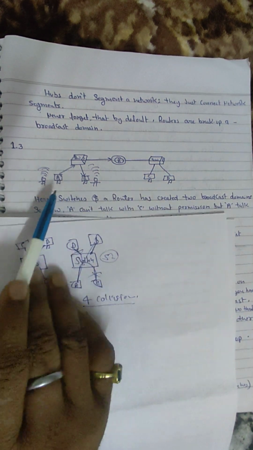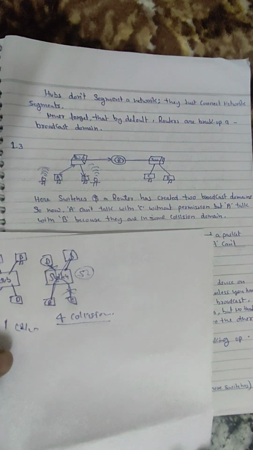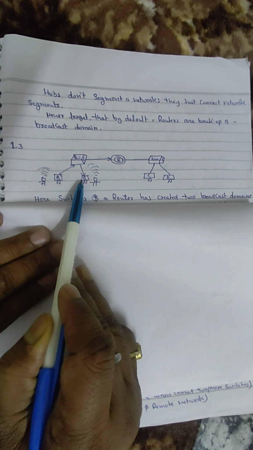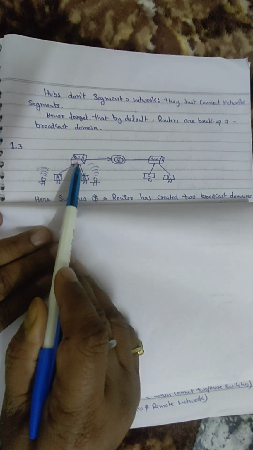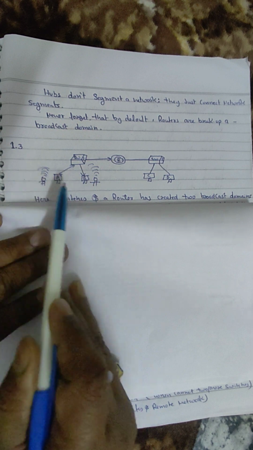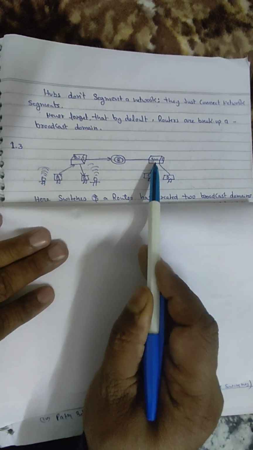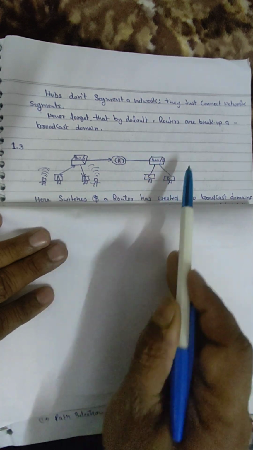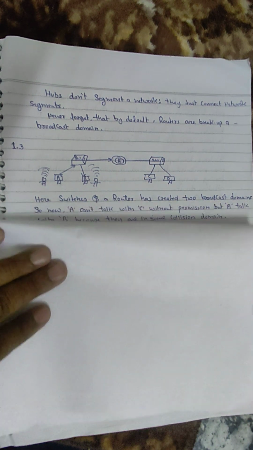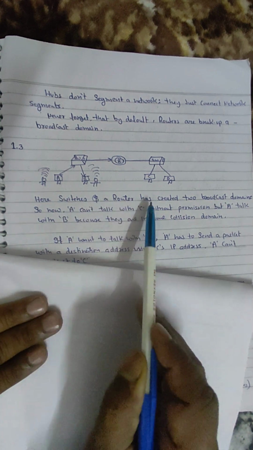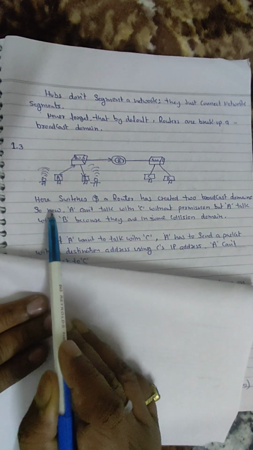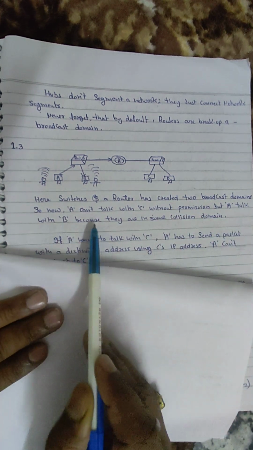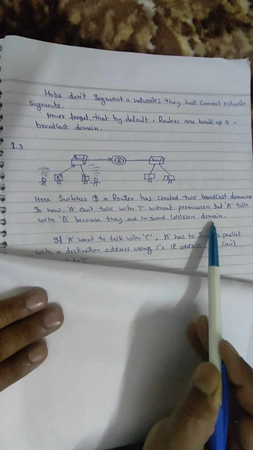So you see A and B here. If you see A and B on one switch, this is one broadcast domain, and switch 2 has C and D, and here is the other one. So here the switch and router have created 2 broadcast domains. So now A can't talk with C without permission, but A can talk with B because they are in the same collision domain.